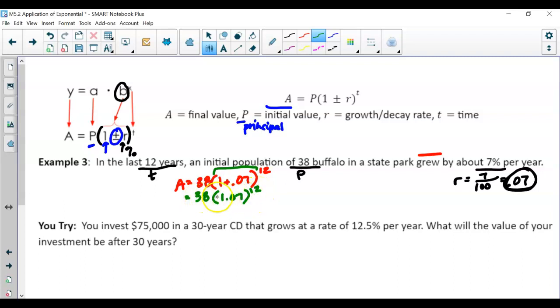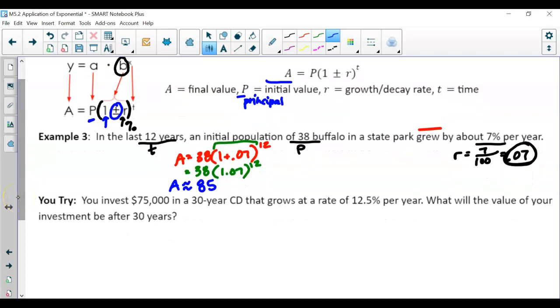Notice how here we're back to where we were before. We were always given just the A and the B. Notice here's our base. Then just put this in the calculator. You get that this is approximately, now we're talking about buffalo, you get a decimal. So can you have a decimal amount of buffalo? No. So we're going to keep the value in front, and there's approximately a population of 85 buffalo. So go ahead and pause the video and try the U-try on your own.